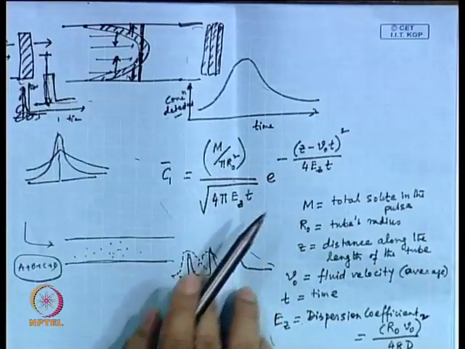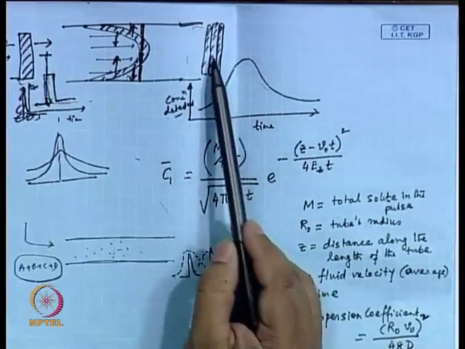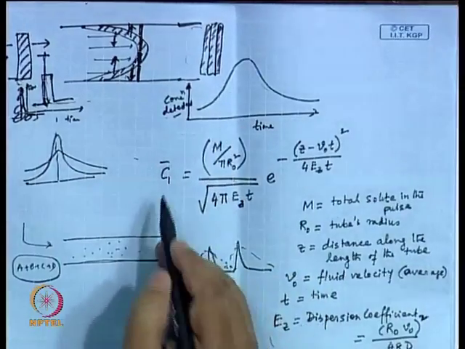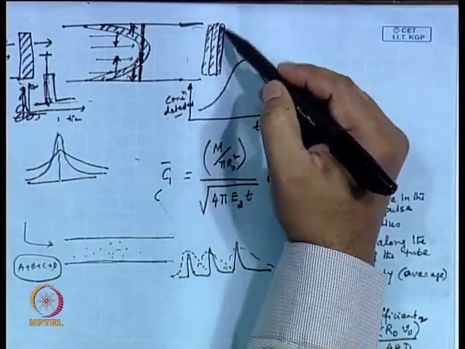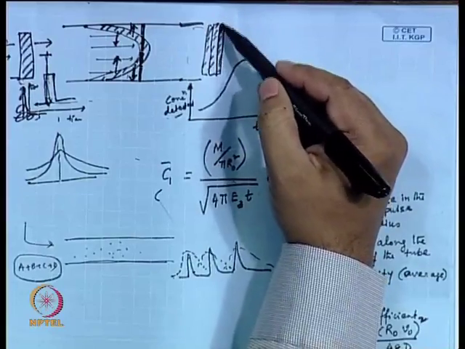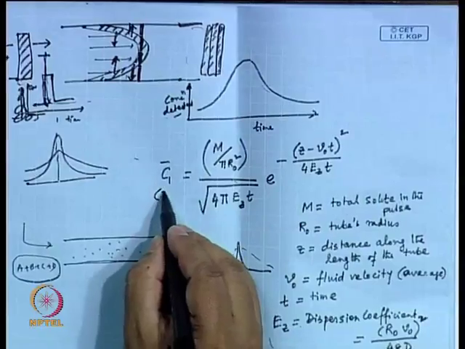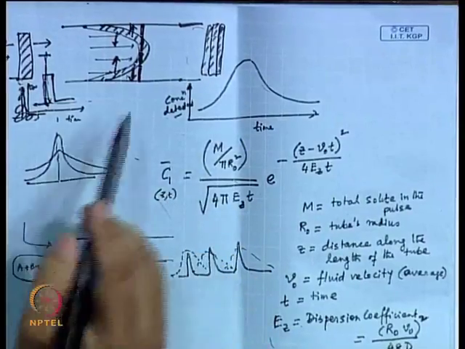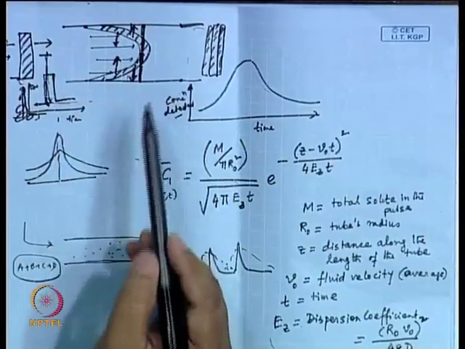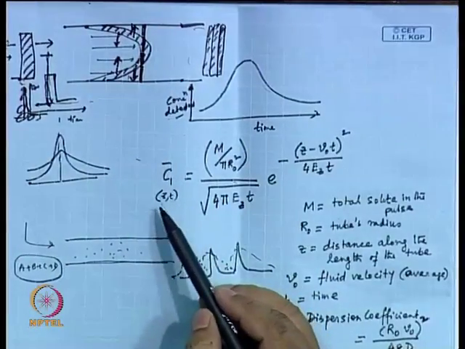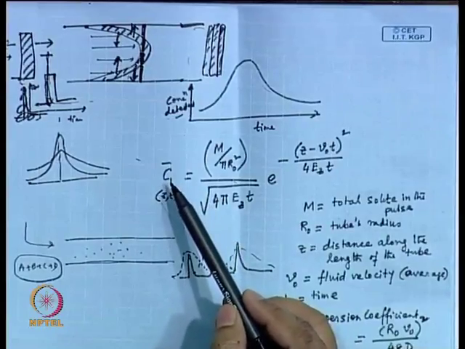And at the very outset, I said that if somebody tries to express this, C1 bar is the average concentration over this entire cross section for a particular layer, as a function of z and t. What does this mean? Z is the length after which you are collecting it, and t is the time. So as a function of z and t, you would be getting this concentration.